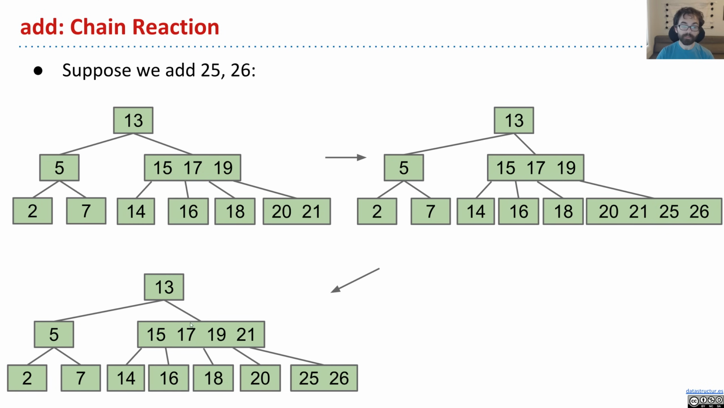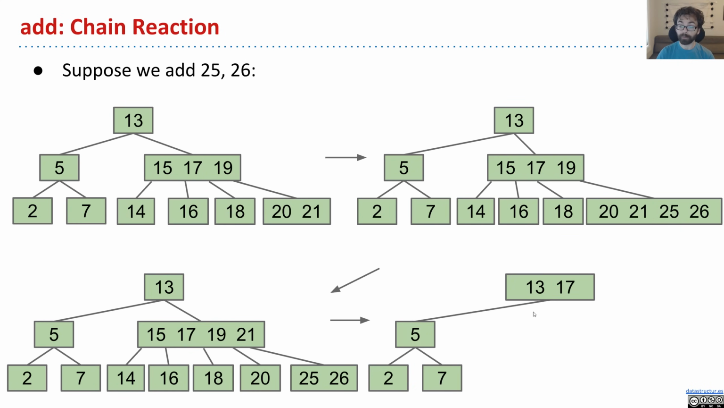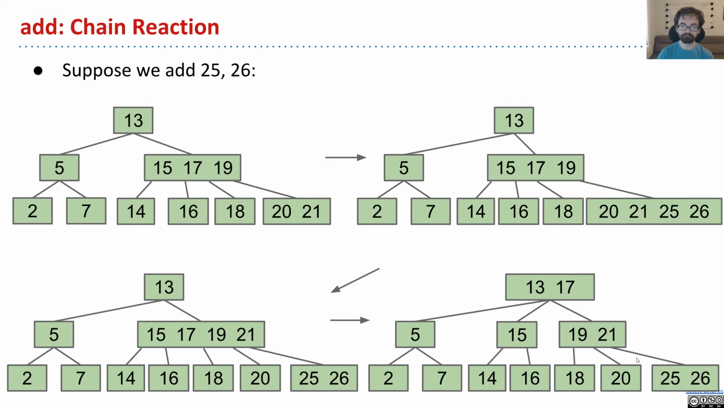So here, the 17 is still going to get sent up. And in this case, we end up with a root which has 17. And then the left child will be 15 with its children 14 and 16. And the right child will be 19 and 21. Okay, so it happens pretty much like you'd expect.